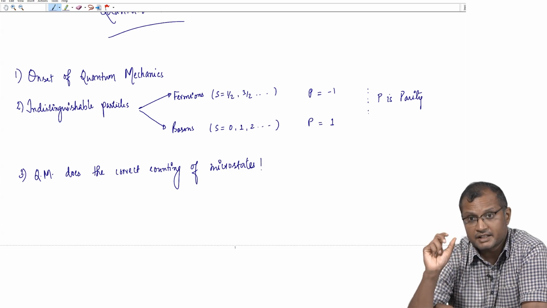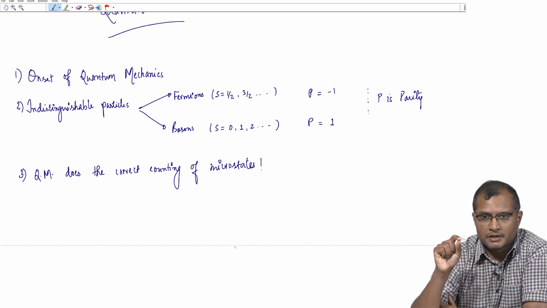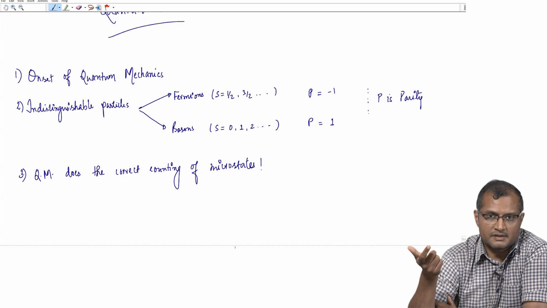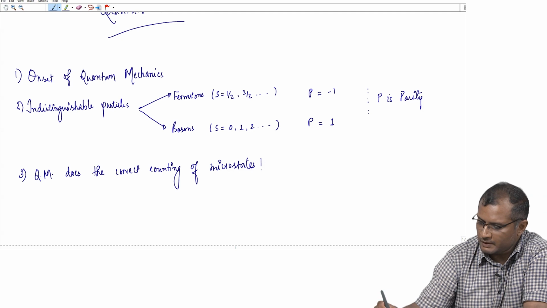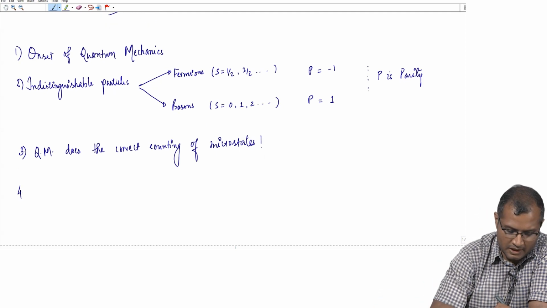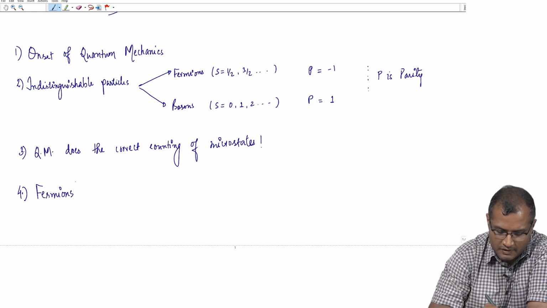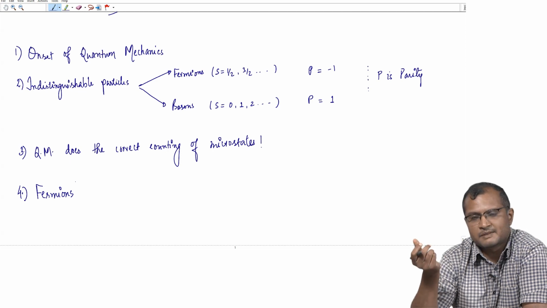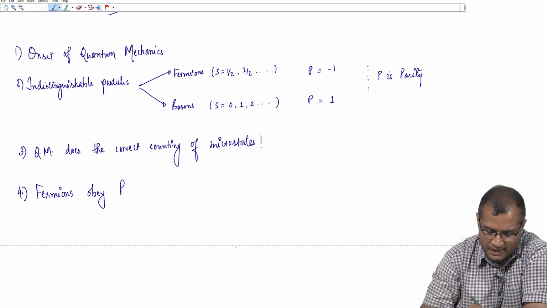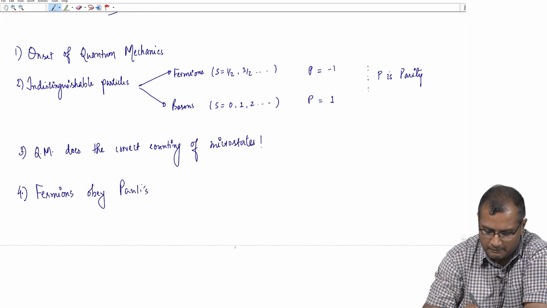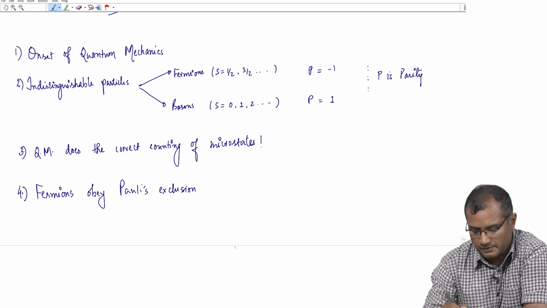And this symmetry of the wave function in terms of permutation of particles demands that the fermions obey the exclusion principle. So, the last point that I would like to mention here is that, a consequence of the symmetrization or the anti-symmetrization of the wave function, fermions obey Pauli's exclusion principle, and no such restriction is there on bosons.